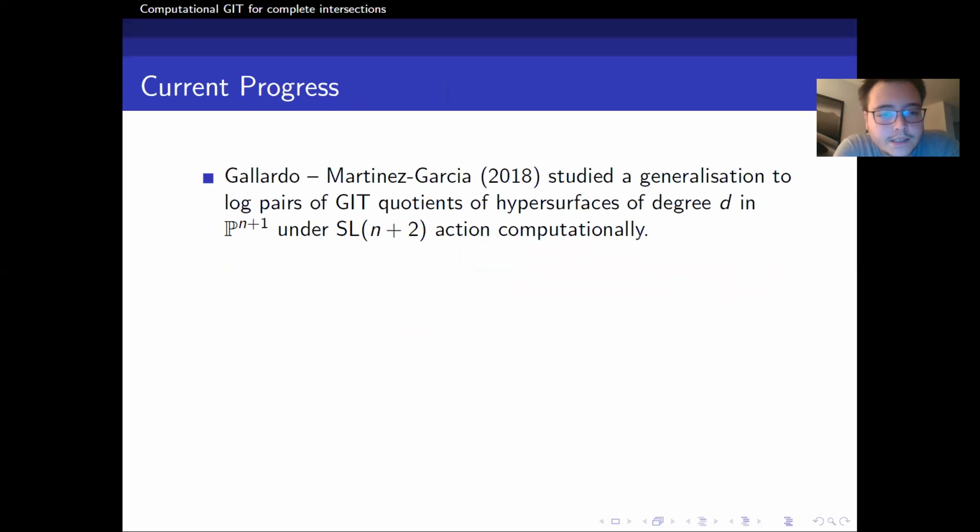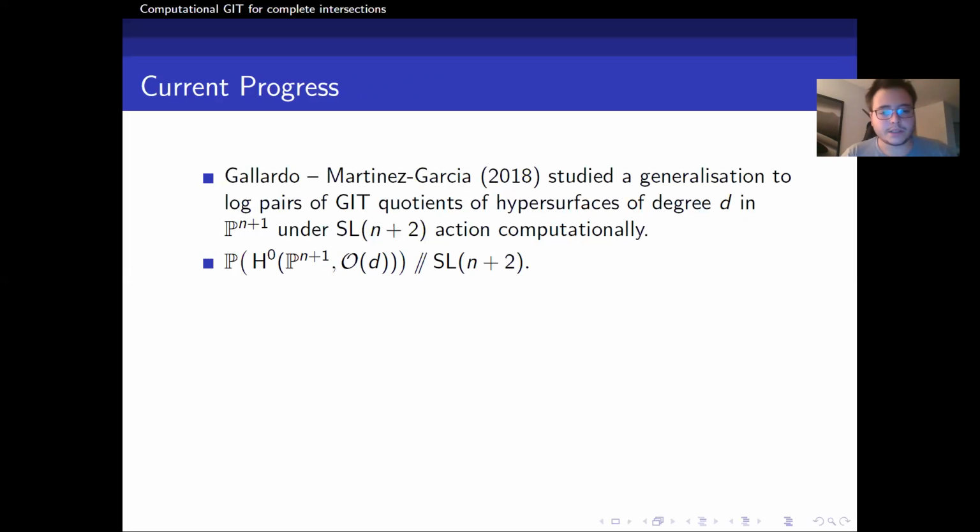The current progress for this was made in 2018, by Gallardo and Martinez Garcia in their study of a generalization of GIT called variational GIT, of log pairs of hypersurfaces of degree d alongside a hyperplane section in P^{n+1}. They studied these GIT quotients under the SL_{n+2} action computationally. And the restricted quotient, the simplest case of the quotient, is essentially this, as you see here, where the left-hand side can be recognized as P^n for some specific n, and the group acting is SL_{n+2}.